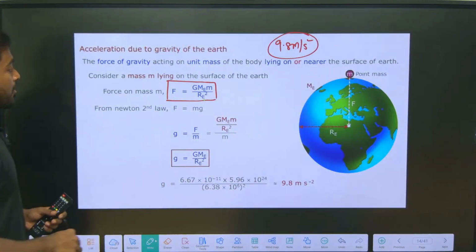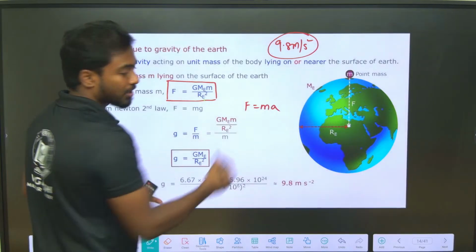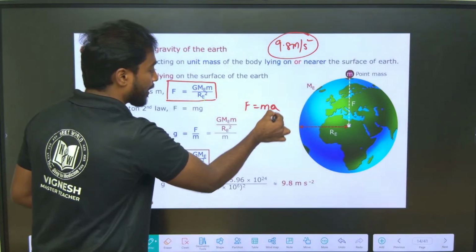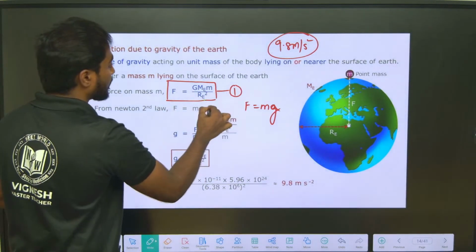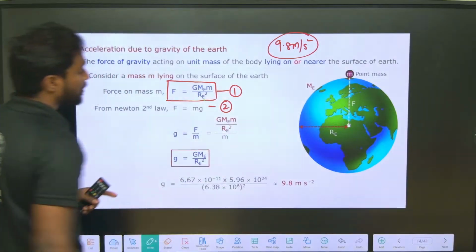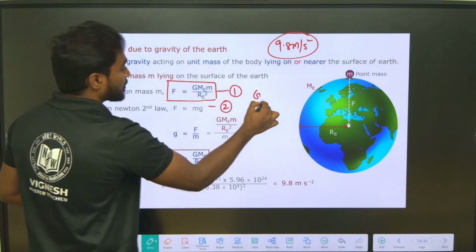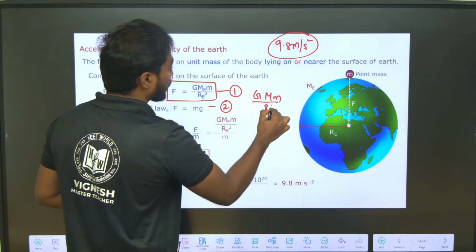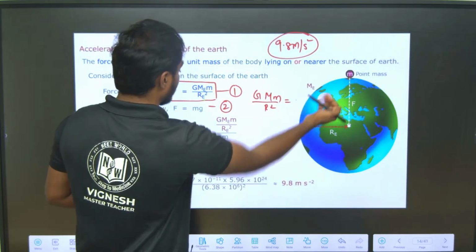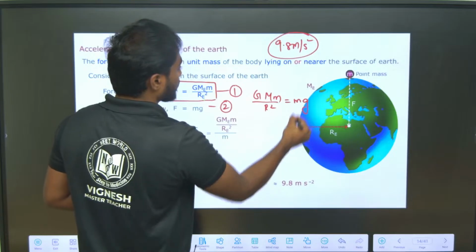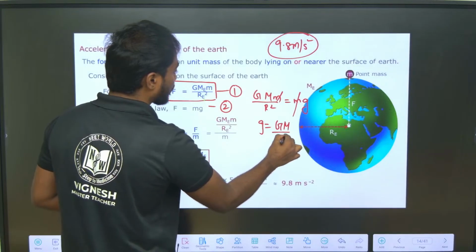One more thing, we know that force equals mass into acceleration. This acceleration we will rewrite as gravity, g, right? So this is equation 1 and this is equation 2. From these two equations I can cancel this. Let me write here, G M m by r square will be equal to m into g, small m into g, right? So m and m will get cancelled off. g will be equal to GM by r square.